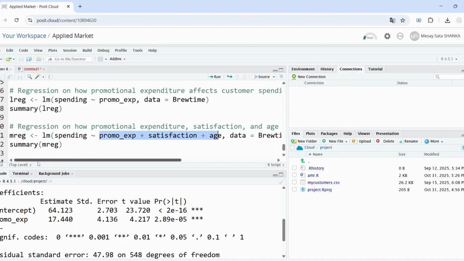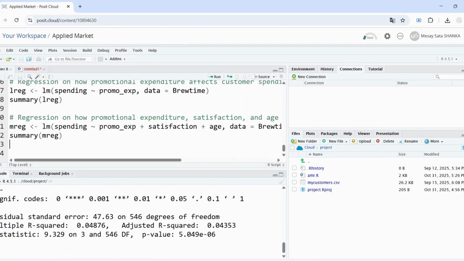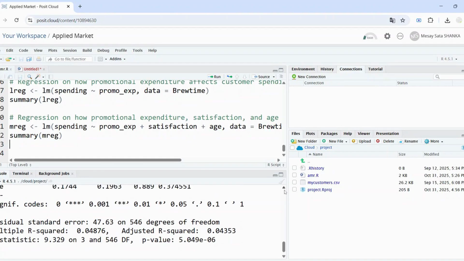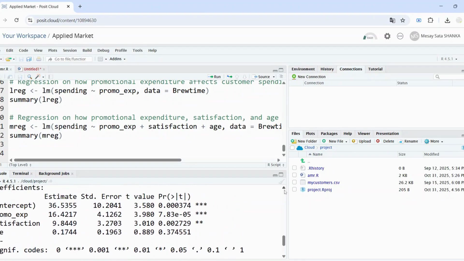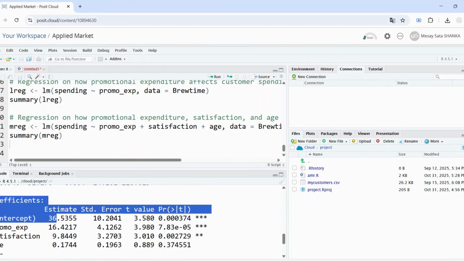So the result is saved here. The summary function displays the detailed regression output in the console. So let's run first the multiple regression model and the summary to display the result. So now let's interpret the output. You can see here, this is the part that we have to focus on, the coefficient part.